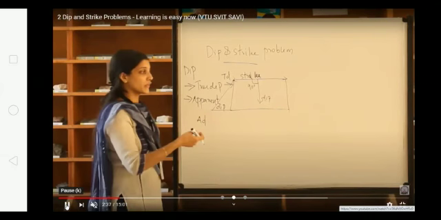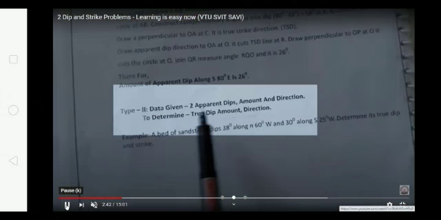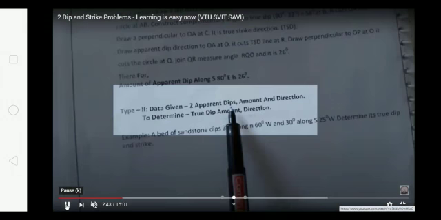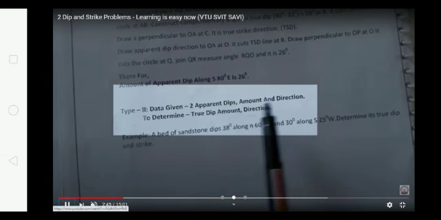So if you see here in this, the question gives us some data. You can see two apparent dips, their amounts and directions. You have to find the true dip amount and true dip direction. So here you can read the question also.